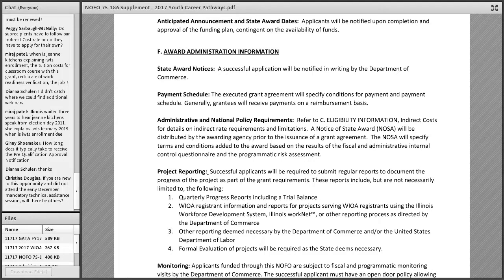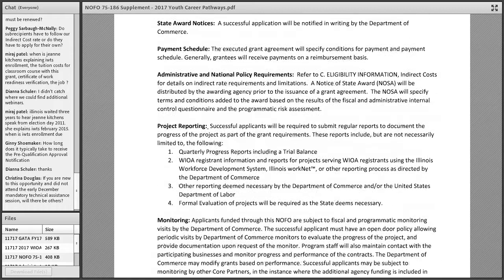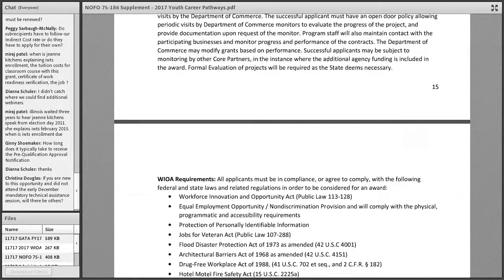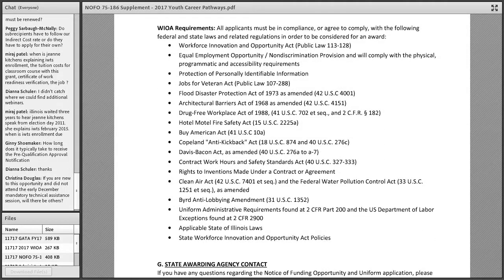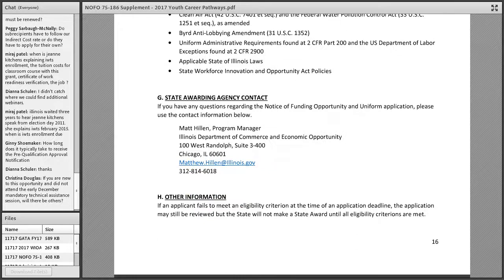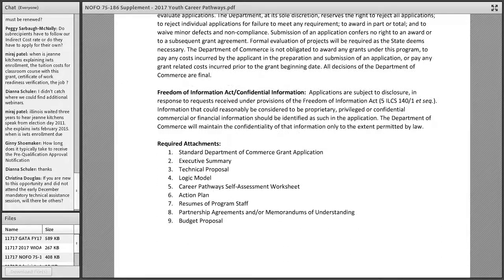So part F of the standard notice of funding opportunity is the award administration. So this is a lot of the logistics information, right? So talking about how you'll be notified, what the payment schedule would be, administrative requirements, project reporting, all of our grants are monitored. Then you see the lengthy list of WIOA, Federal Workforce Innovation Opportunity Act requirements, and again, the state agency contact.